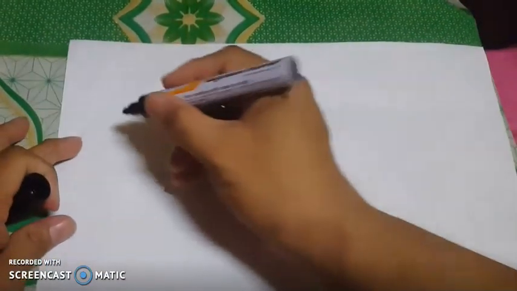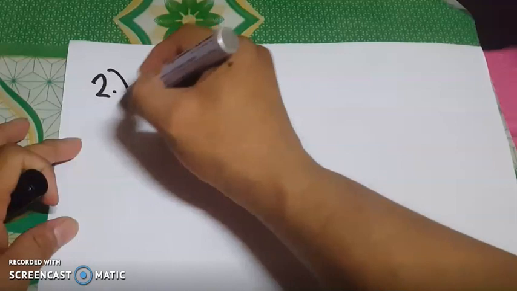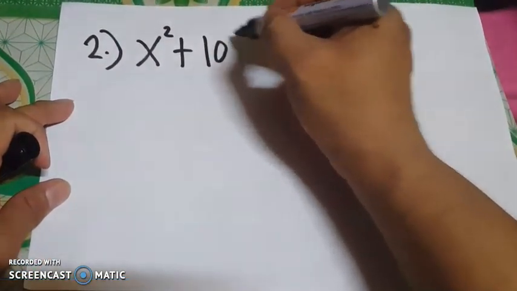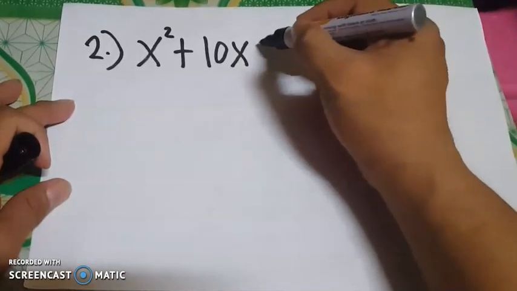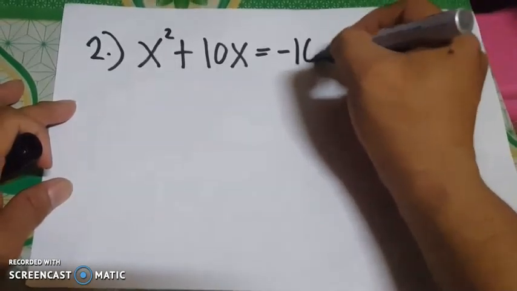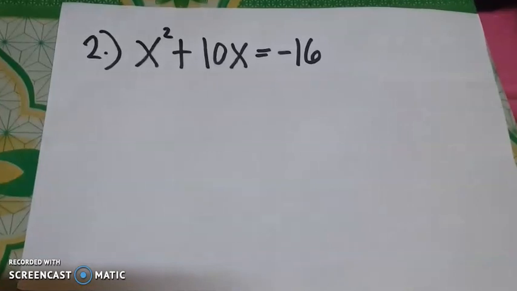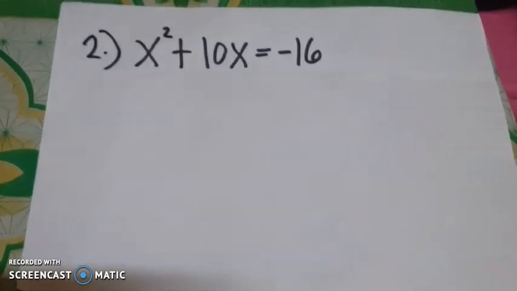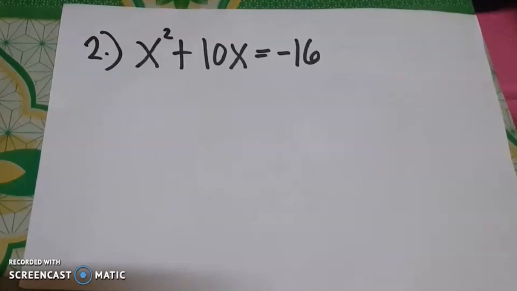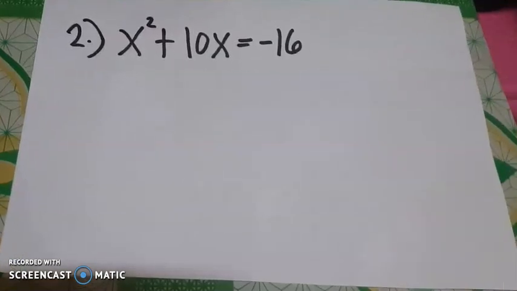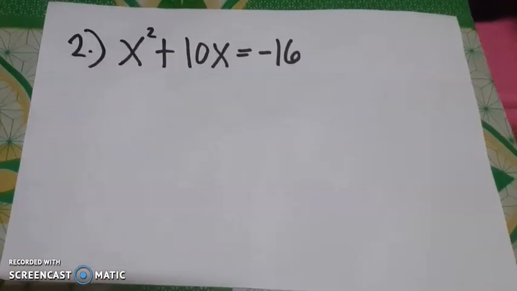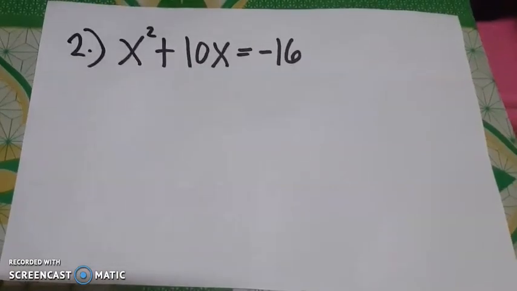Okay, let's have this example now. So, that would be number 2. X squared plus 10x is equal to negative 16. So, in the case of example number 2, it's already arranged in the right form of the equation so that we can use right away the method na tinatawag nating completing the square.